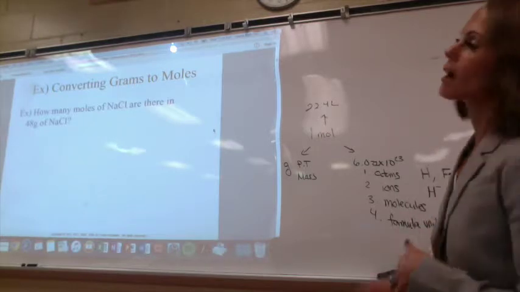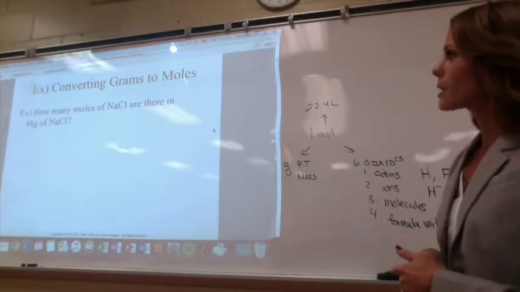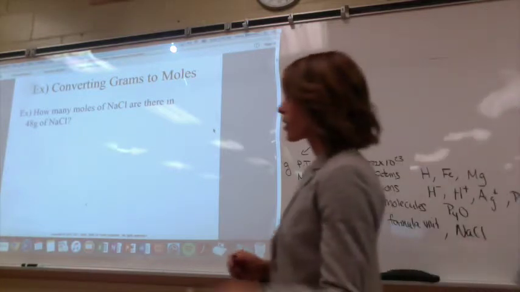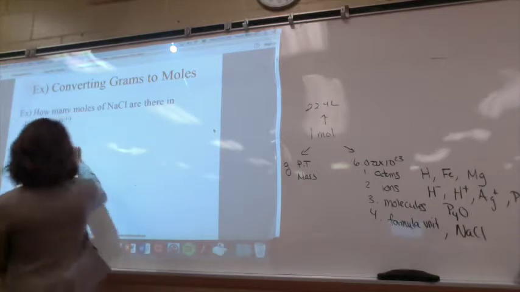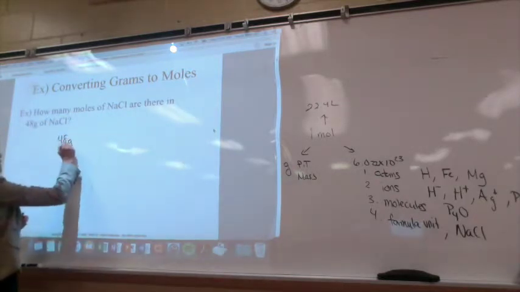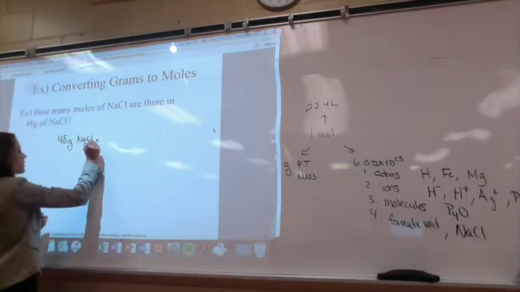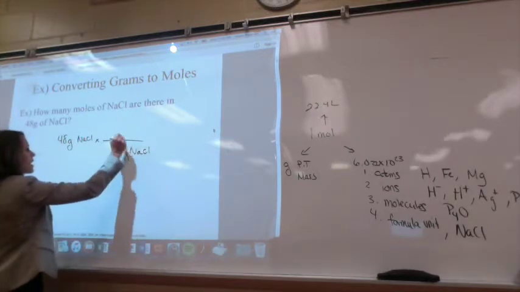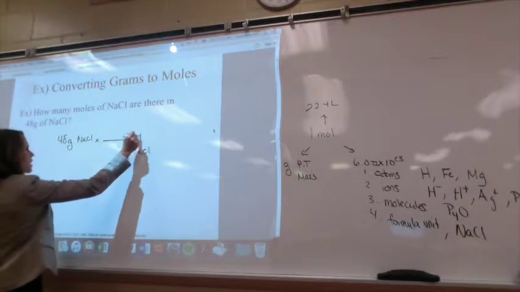So let's recall how we do molar mass. How many moles of sodium chloride are there in 48 grams of sodium chloride? So make sure that first you identify your known. You're starting with 48 grams of NaCl. And whatever you write here has to go down here, so we know grams goes in the denominator, and then moles goes up here, of NaCl.